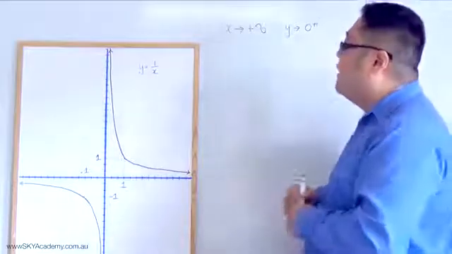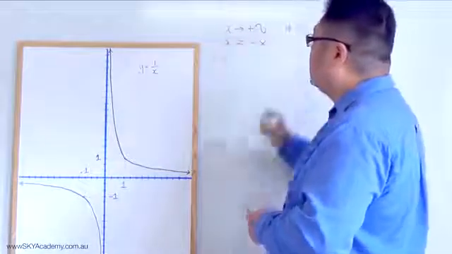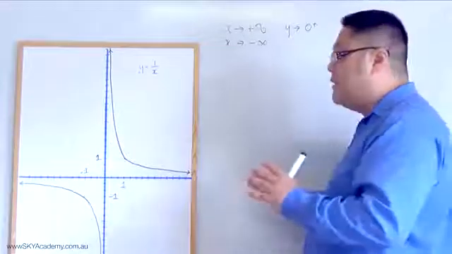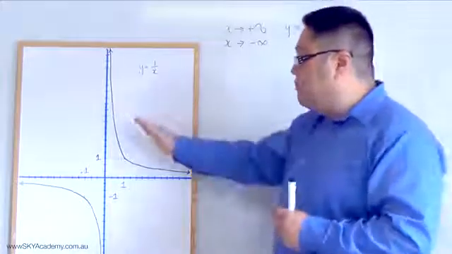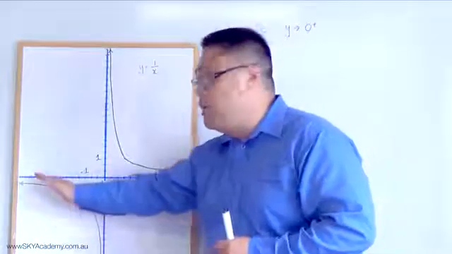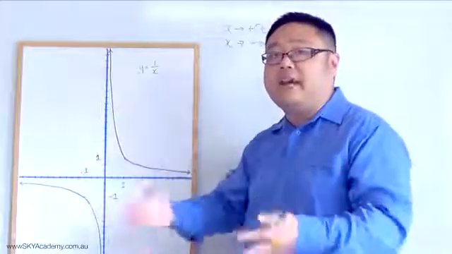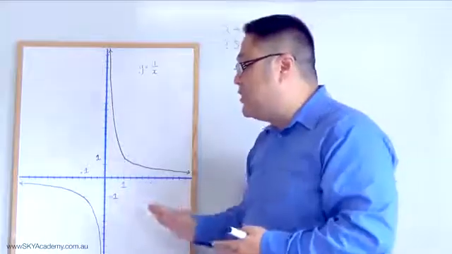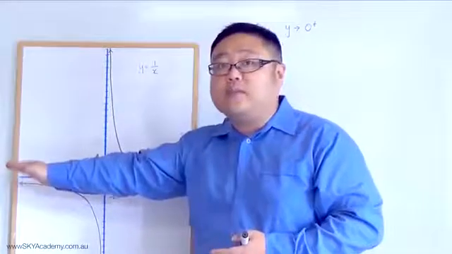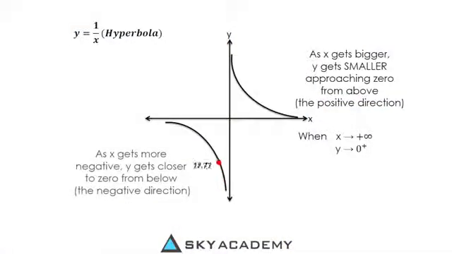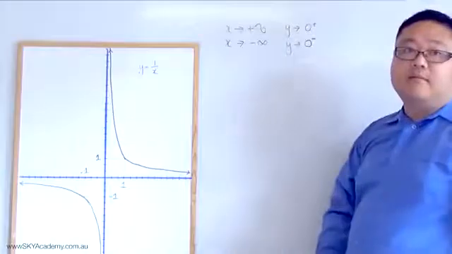As x approaches negative infinity, the graph is doing the same thing, but instead of approaching from above, it's approaching from below. So -1, -1/2, -1/4, -1/8, -1 over 1,000, and so on. It's shooting off towards 0, but approaching 0 from below. So y approaches 0 from below. Does that make sense? Okay.